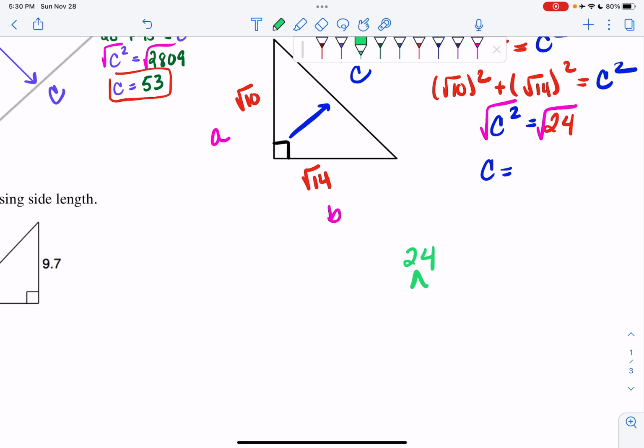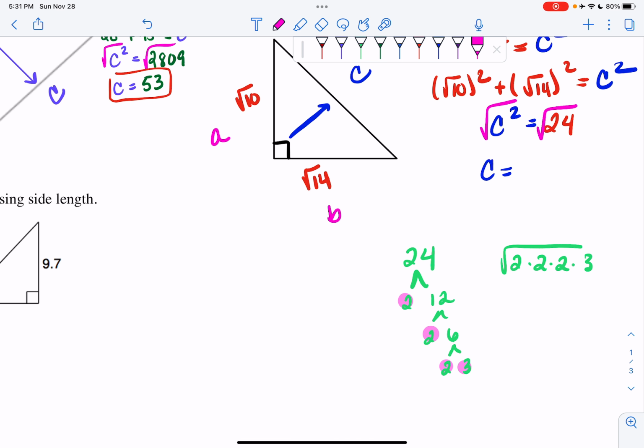using prime factorization. To make 24, I can do 2 and 12. To make 12, I can do 2 and 6. And then to make 6, I can do 2 and 3. I'm going to highlight all my prime numbers. And my primes are 2, 2, 2, and 3. So I have radical 2, 2, 2, and then a 3.